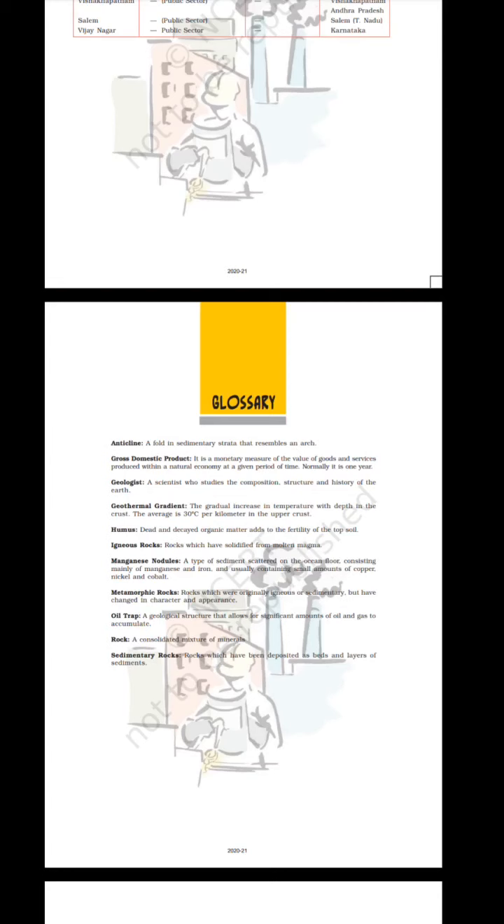Geologist, a scientist who studies the composition, structure, and history of the earth. Geothermal gradient, the gradual increase in temperature with depth in the crust. The average is 30 degrees C per kilometer in the upper crust. Humus, dead and decayed organic matter, adds to the fertility of the topsoil. Igneous rocks, rocks which have solidified from molten magma.